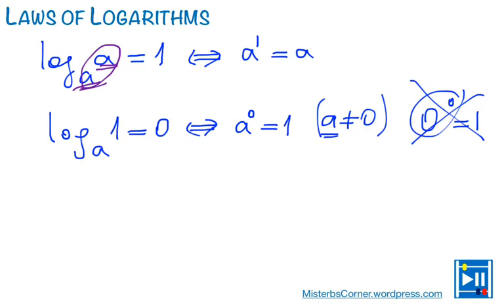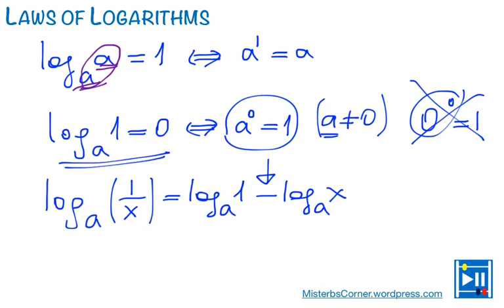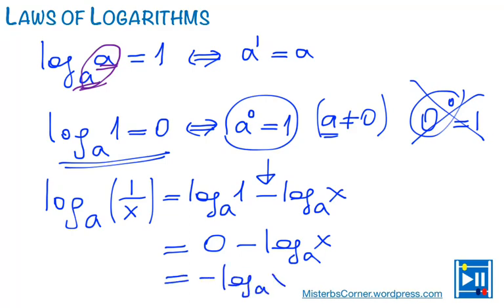And next, and the last one, it's going to be in any base of 1 over x. Now, if we apply the division rule here, we're going to end up with log in base a of 1 minus log in base a of x. Because it's division, we have subtraction here. And now that we know, because a to the power of 0 is 1 for every a which is non-zero, that this logarithm is 0, I end up with 0 minus logarithm in base a of x, which means minus log in base a of x.